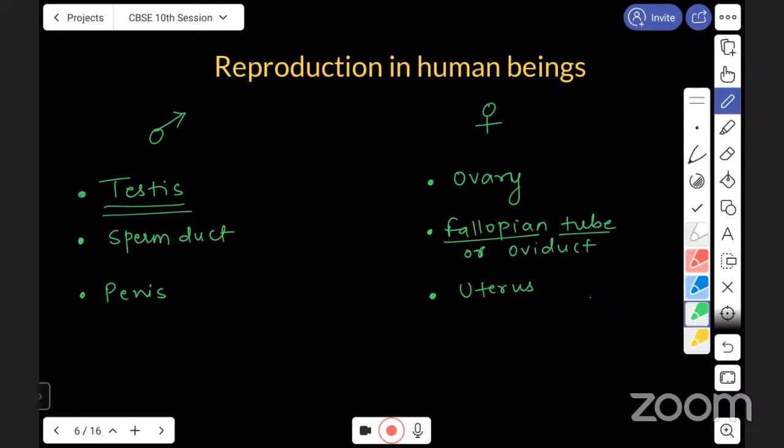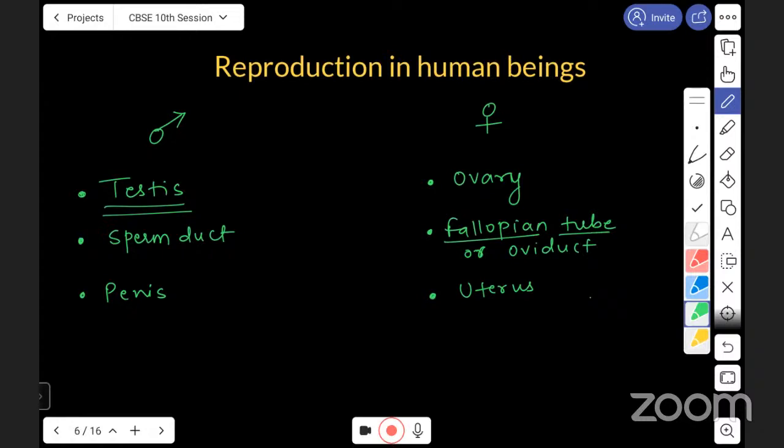Now one more small important topic, which is very important, and questions have come on it many times in previous years. That is placenta. Whenever fertilization occurs, zygote is produced. This will implant in the uterine walls and give rise to the embryo and the fetus. The baby will develop.